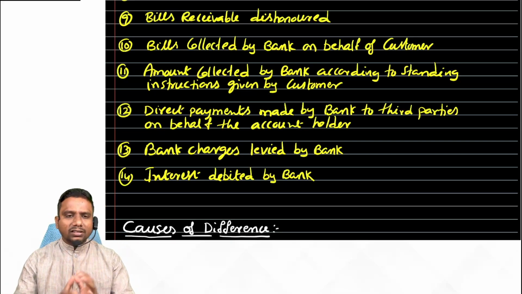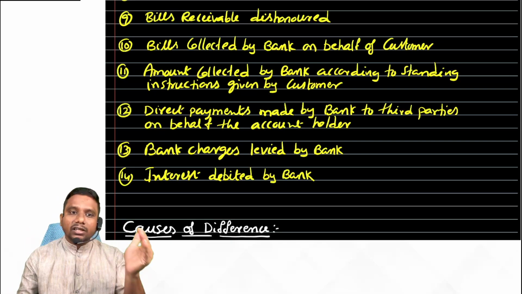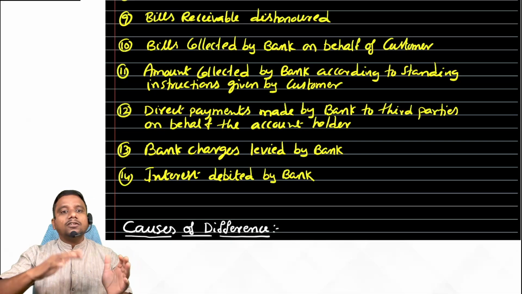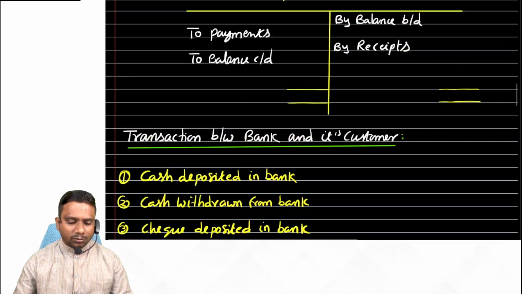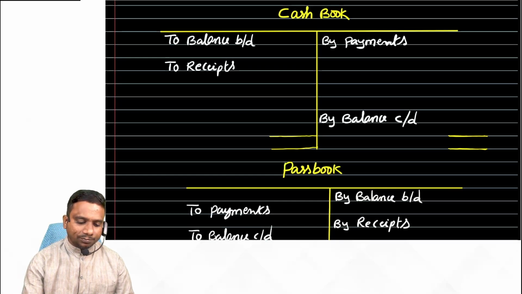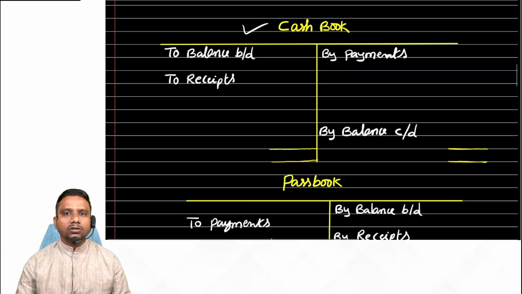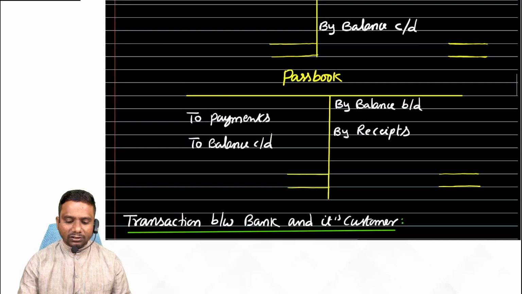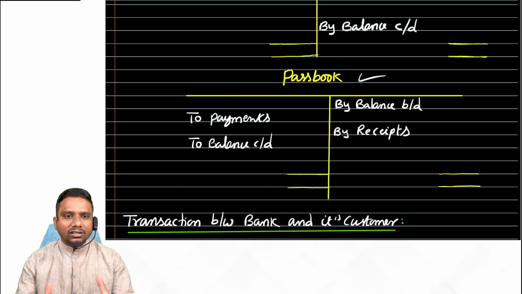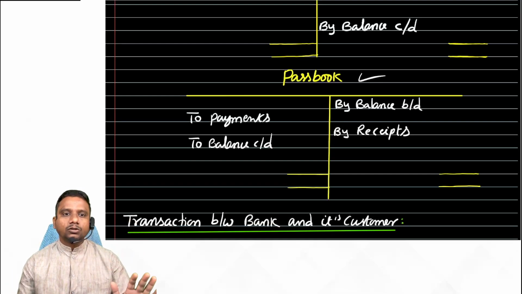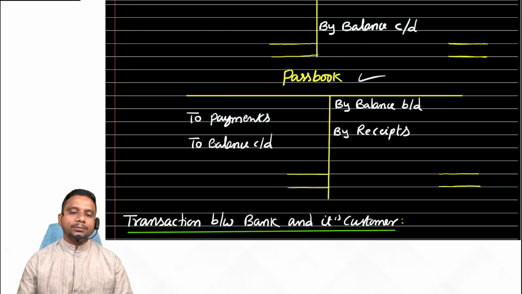Now, whenever a transaction happens, both the parties must record the entry. So here, the bank will record the entry in bank books. The customer also records the entry in the cash book. Yes or no, students? The customer will record the entries in the cash book. The bank will record the entries in the passbook. So the bank will maintain the customer account. The customer will maintain the bank account. So whenever a transaction happens between bank and customer, the bank also records the entry, the customer also records the entry.